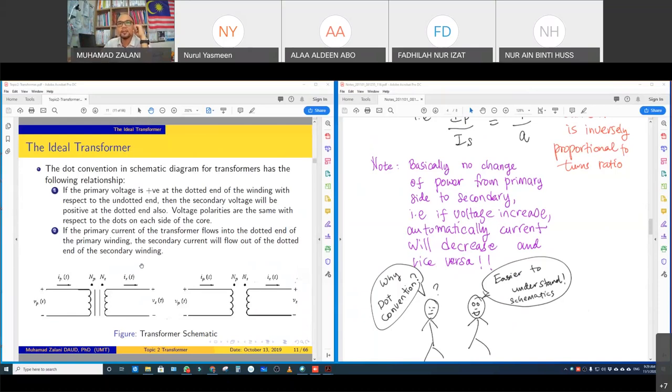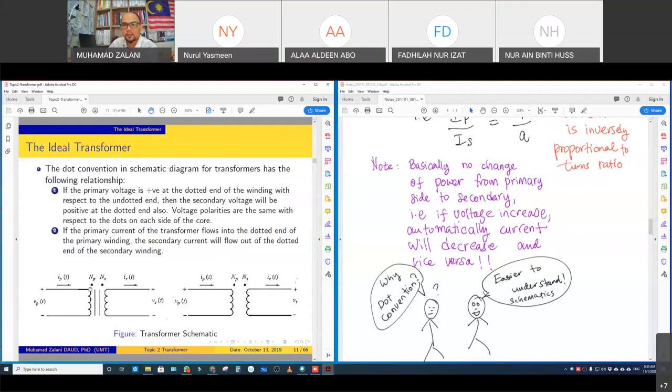And the next slide is about the ideal transformer. As you can see here, for the ideal transformer, we normally use the dot convention. So the next slide is about the dot convention of the ideal transformer. Okay, so we use this dot notation. As you can see in the bottom figure, the dot is used to represent the direction of the voltage and current. For this schematic diagram, note number one: if the primary voltage is positive at the dotted end of the winding with respect to the undotted end, then the secondary voltage will be positive at the dotted end also.